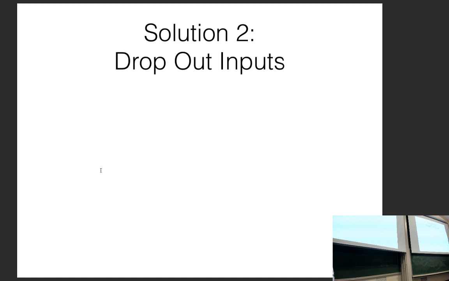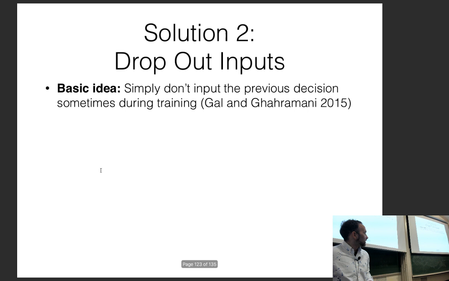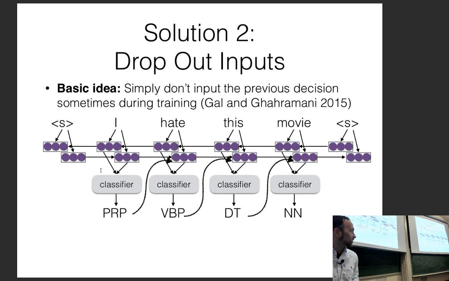Another simple solution to exposure bias, or to making repeated mistakes based on the things that you fed in, is to drop out inputs. The basic idea is simply, you want to not input the previous decision sometimes during training. What we would normally have is something like this, and basically all we do is we drop this out and we input a zero vector instead, some fixed percentage of the time, like 0.3% of the time or 0.5% of the time. And what this does is it makes the model able to use context, but also robust in cases where the context is not very informative.